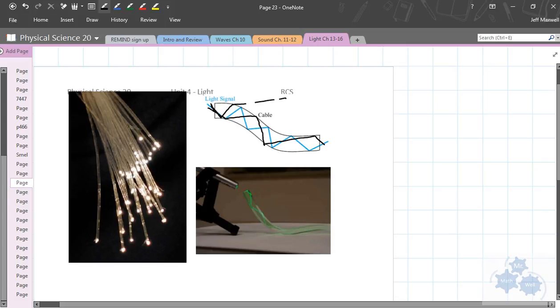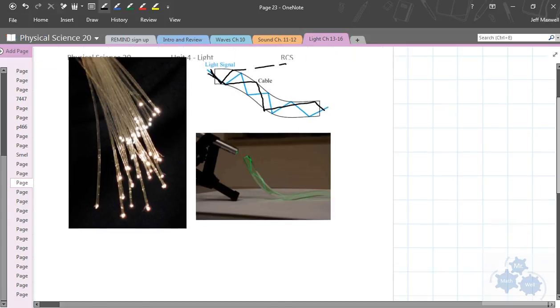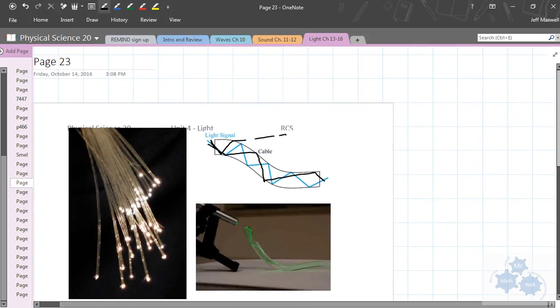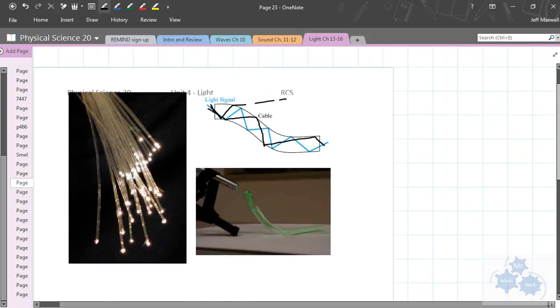So total internal reflection is quite useful in industry and our everyday life as well. Okay? Any questions about that?